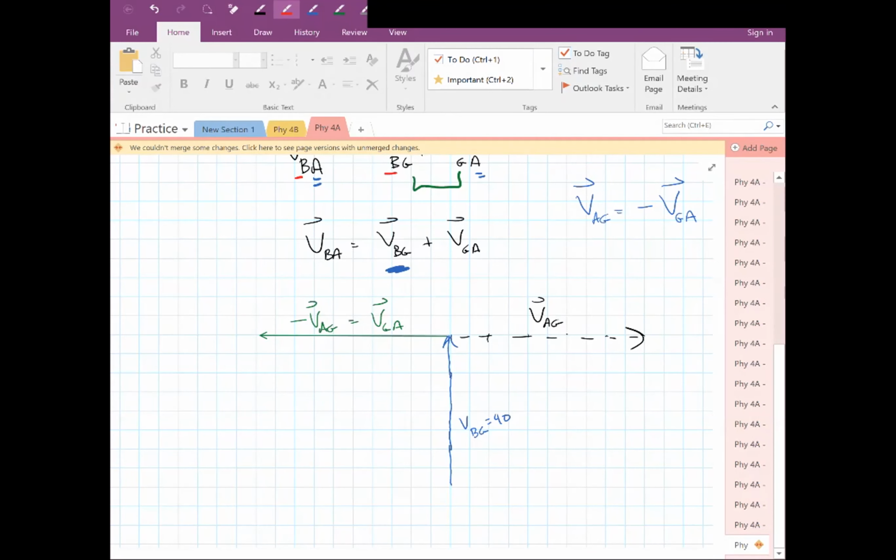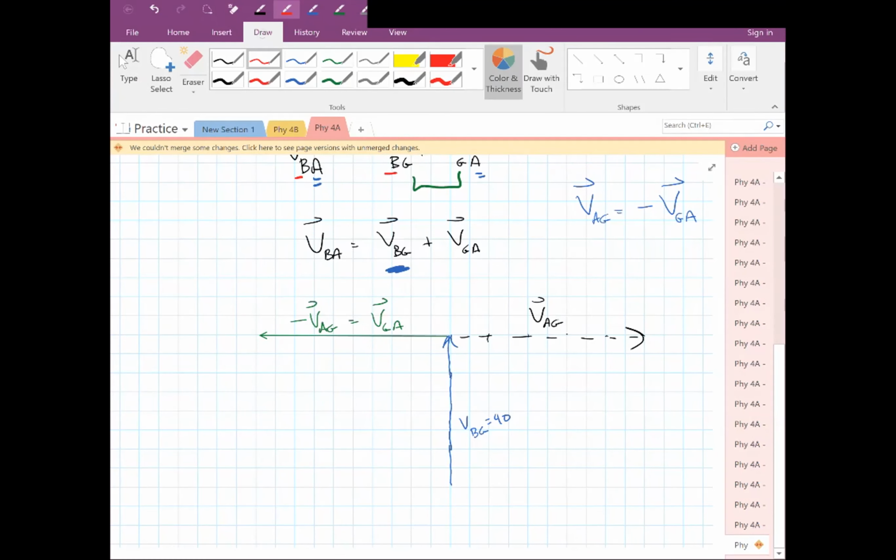This is negative A ground, which is the same as ground A. Now, my answer is this vector right here. Oops, I didn't want that color. Why does it keep giving me that color? That's my answer.